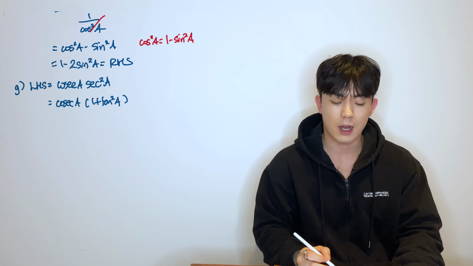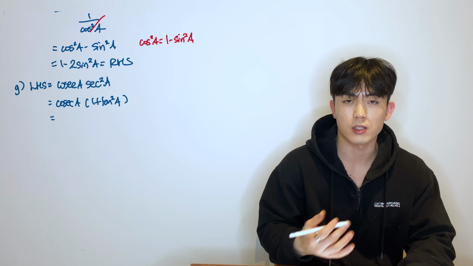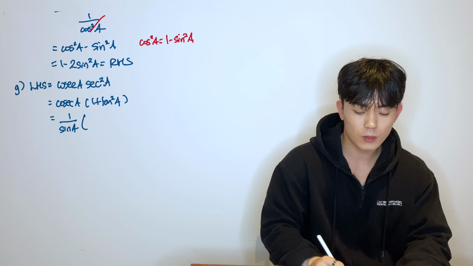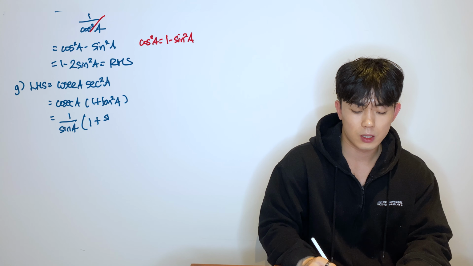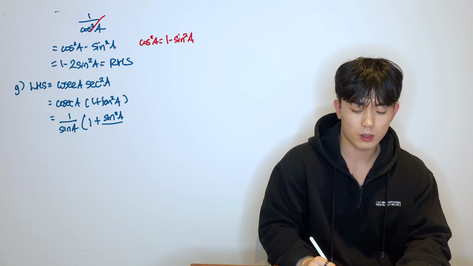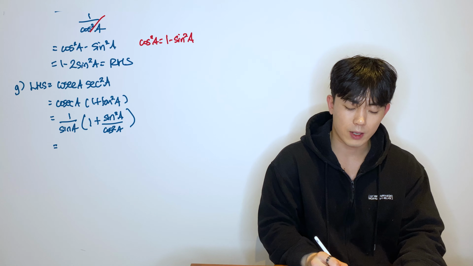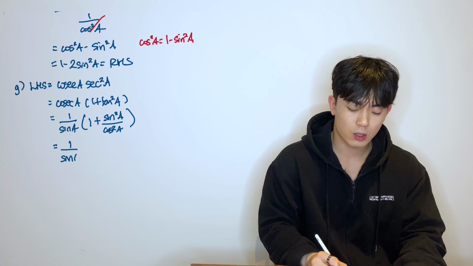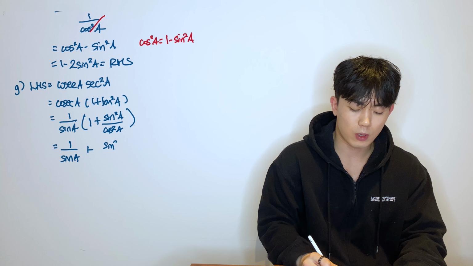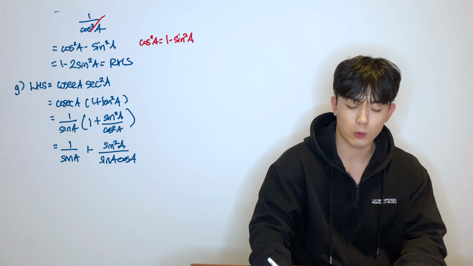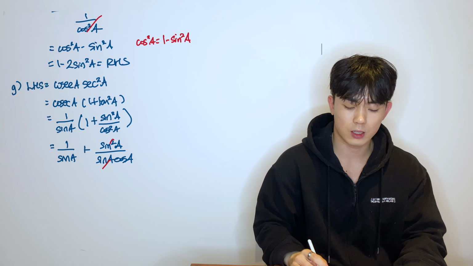And then I can multiply out the brackets, or I can even simplify to sine and cos. So I can say 1 over sine A, and in brackets I have 1 plus sine squared A over cos squared A. If I multiply out the bracket now, I'll have 1 over sine A plus sine squared A over sine A cos squared A, meaning that one of the sines will cancel out.